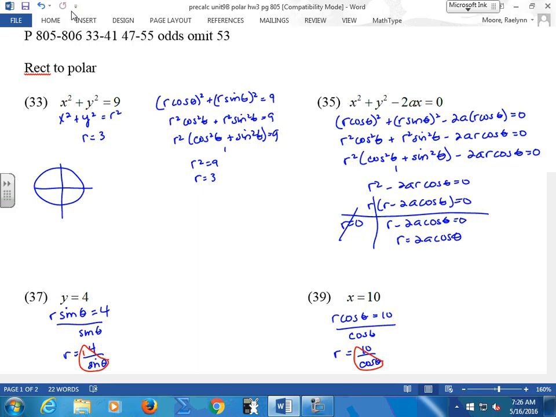On 35, this is a 1. Cosine squared plus sine squared equals 1, so we can take this out. That's your identity. Anything that deals with your x and your y, cosine, sine, is what we're looking to convert. So we can get this out of here. Then we factor out an r. Remember, r equals 0 can't happen because you won't get a circle.